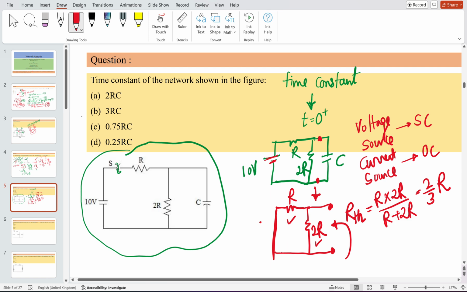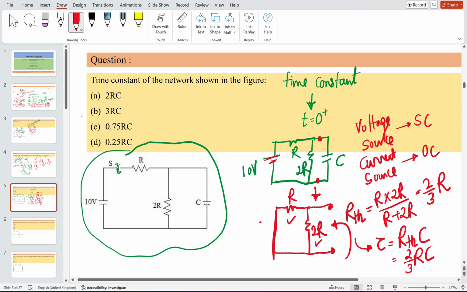If you are able to find the value of RTH, the next step is tau, the time constant. It will simply be equal to RTH times C if it is a capacitor. So it will come out to be 2 by 3 times R multiplied by C, about 0.67 RC. But here the exact answer is not matching, so all the options are wrong. The answer is 2 by 3 RC.